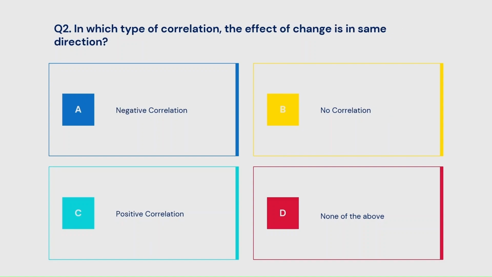Next question is, in which type of correlation the effect of change is in the same direction? A. Negative correlation, B. No correlation, C. Positive correlation, D. None of the above. Pause the video if you want to think about it.